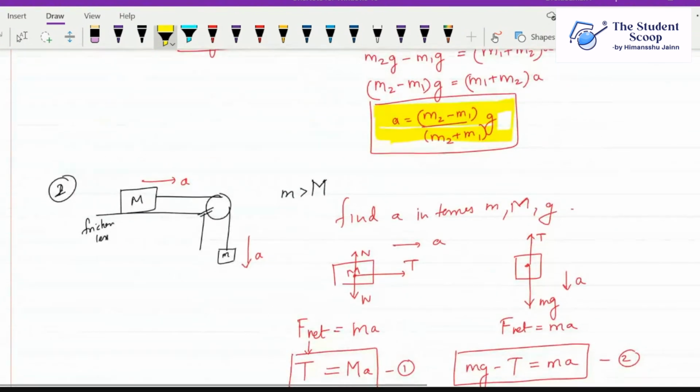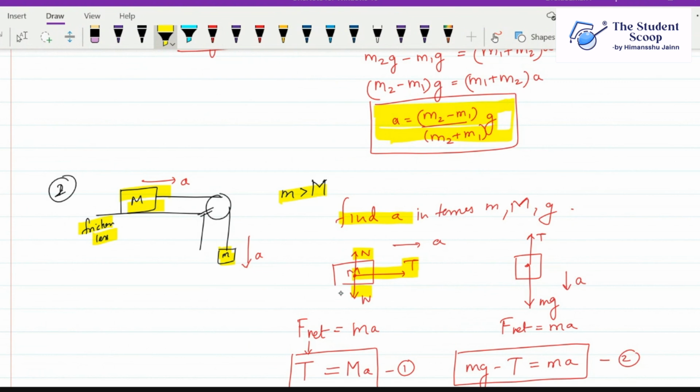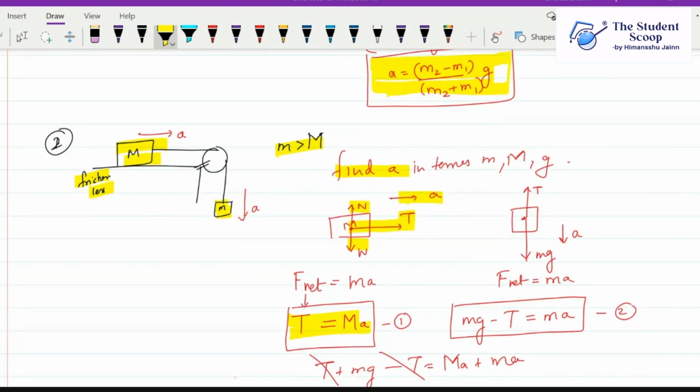Let's take another example where there are two masses like this. Small m is greater than capital M, and we have to find the acceleration in this case. If it is a frictionless surface, then there will be only one horizontal force acting, that is the tension, and the vertical forces are the normal force and the weight. Horizontal acceleration is there, so vertical forces must be balanced, and the horizontal force is the only force. So tension is equal to mass times acceleration, the net force for this object.